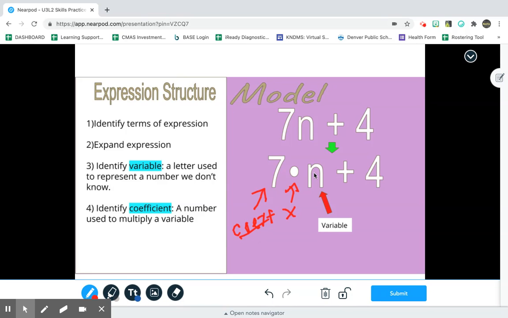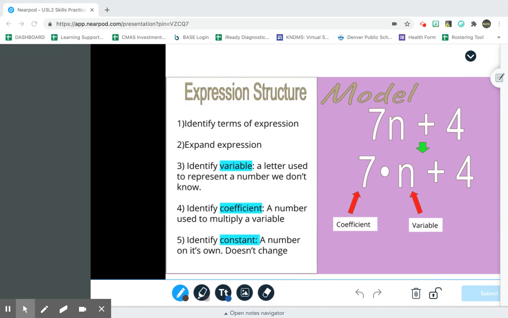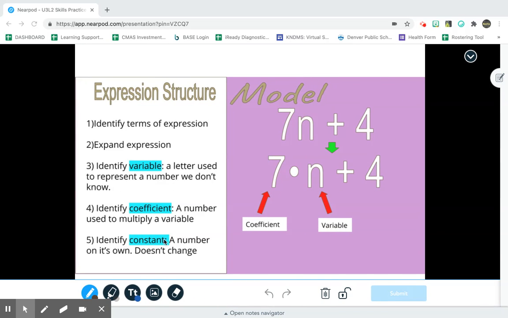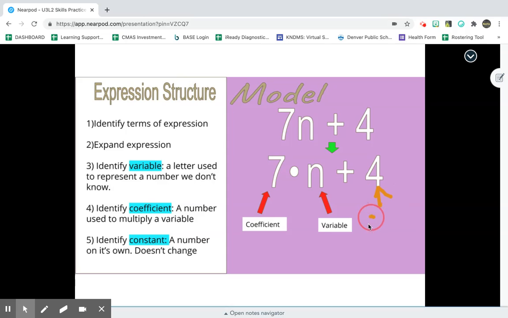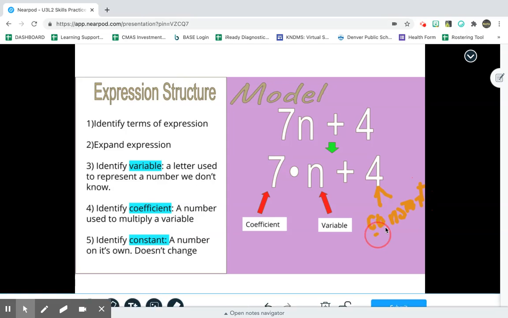So this 7 right here is my coefficient. So there you go. I identified the variable, which is n. I identified the coefficient, which is 7. There's one more thing we need to identify, and that is our constant. A constant is a number that's on its own or doesn't change. A number that will always be by itself. It's not going to be attached to a variable. It's not going to be grouped up. As you look here, the only number that's by itself that has nothing attached to it is this number 4. So right now, this number 4 is my constant.